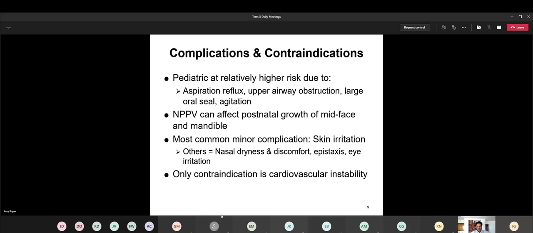Minor complications. Now, skin irritation could be a minor problem, but what if it's major skin irritation? Then that's when we really have to be concerned that we come up with some kind of solution, because if you've got that kind of skin irritation going on, it's just a matter of time before you possibly get a lot of breakdown, and then you've got a potential source for sepsis.